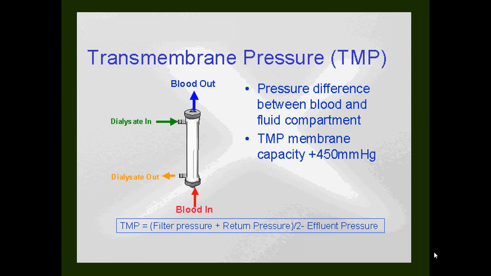So transmembrane pressure is basically the pressure difference between the blood and the fluid compartment, and it is calculated by filter pressure plus return pressure divided by 2 minus the effluent pressure. Now TMP rises when your hollow fiber membranes get coated with protein and debris. So when the exchange is happening between the blood and the other side, this coating decreases it. So whenever the coating happens, your TMP rises. It is not depicting the block of the hollow fiber, it is just depicting the coating of the filter.